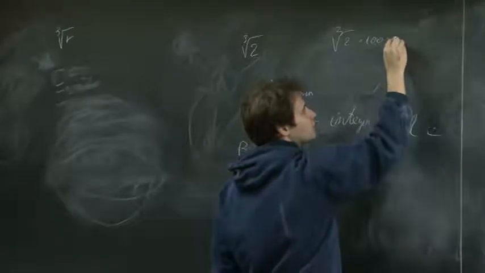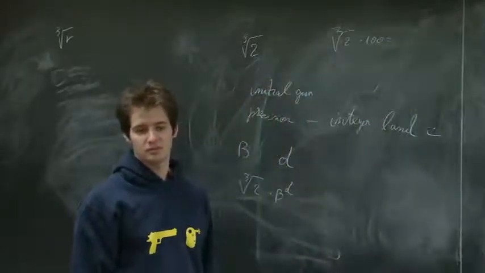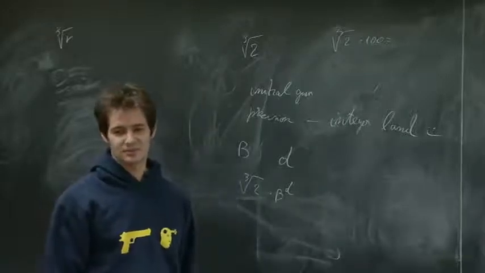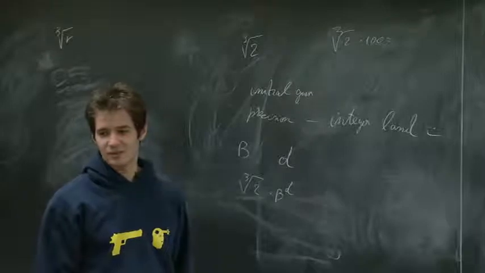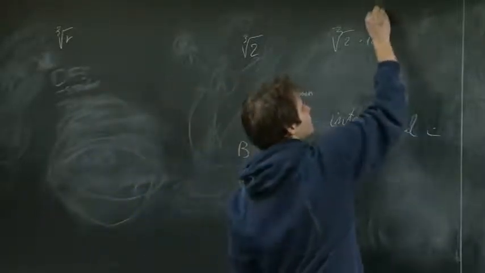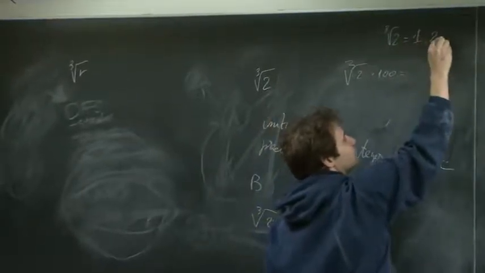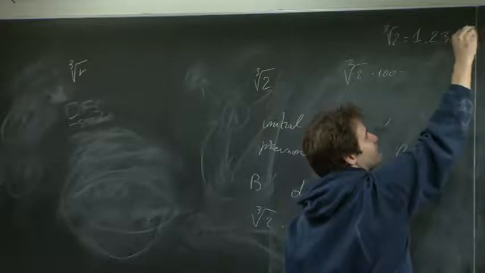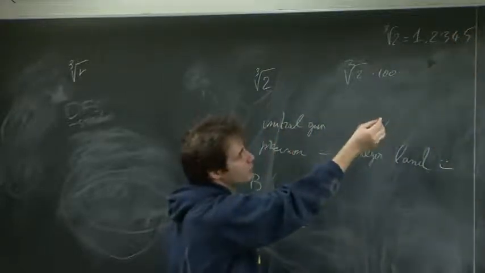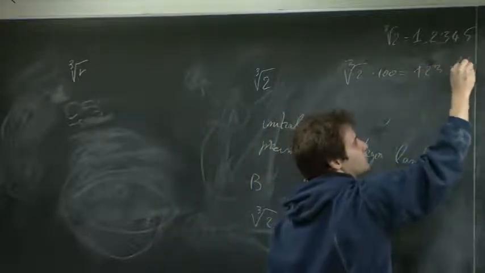Does anyone have a calculator and can tell me the first few digits of the cube root of 2? Sorry, cube root of 2. 1.2. Okay. So let's say that the cube root of 2 is 1.2345. Hopefully someone will fix this up for us. But let's say it's this. If I multiply it by 100, what will I get? 123.45.